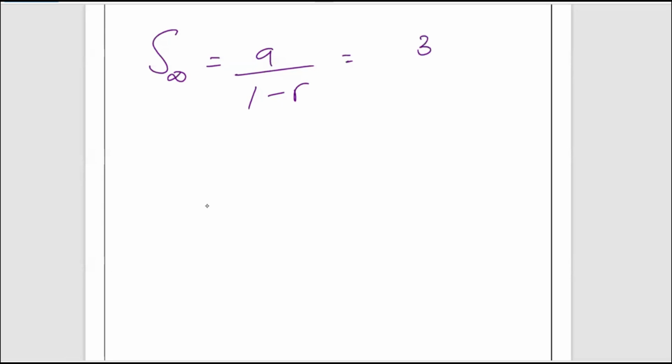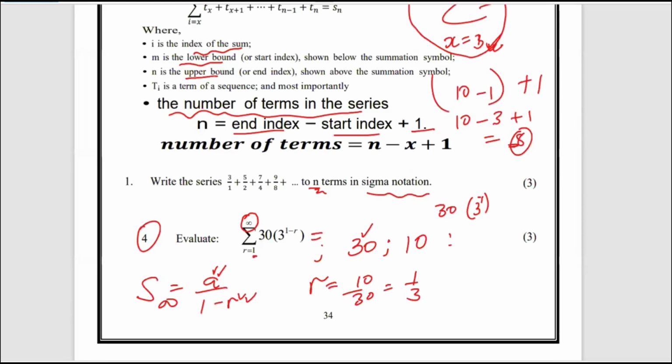We said our A was 30 over 1 minus a third. So punching this into the calculator, what am I getting? I'm getting 45 as my answer. Positive 45. So the answer here is 45. That's what they needed. This whole expression reduces to that. So just follow the steps. Get any two terms, get your A, get your R, and then substitute into the formula.